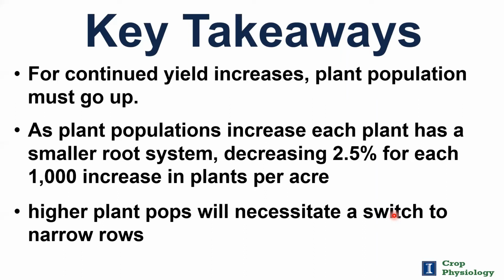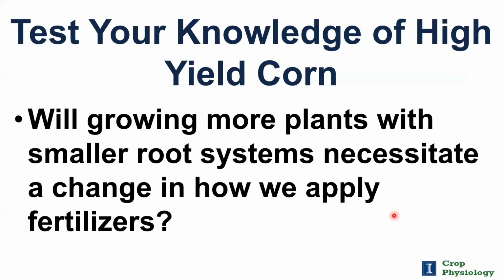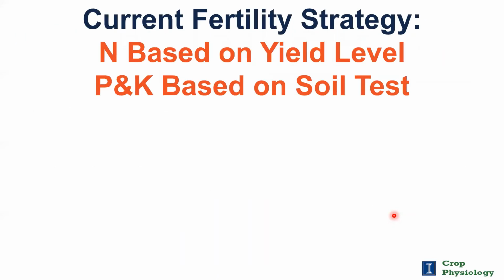I got another test your knowledge question here. Will growing more plants with smaller root systems necessitate a change in how we apply fertilizers? Well, if we take a look at how we're currently applying fertilizers, this is our current fertility strategy for most growers in Illinois, and I would assume across most of the US and Canada.